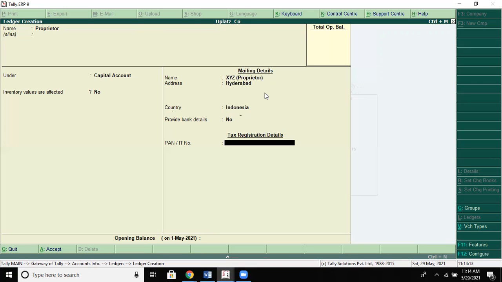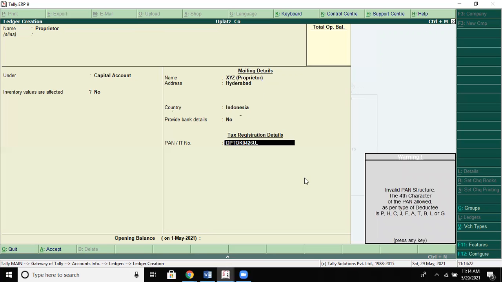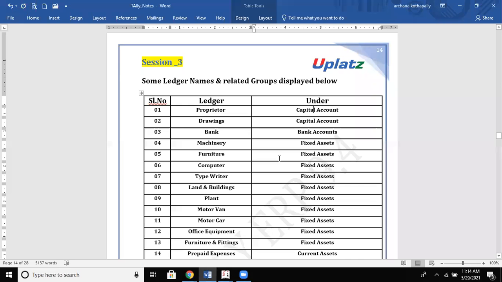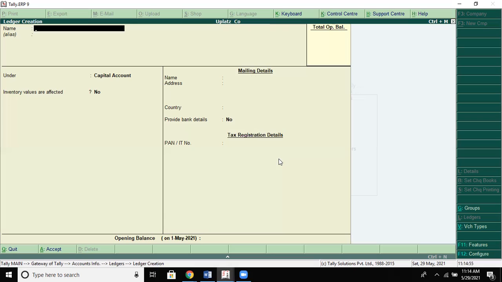So let's say this is the PAN of the proprietor. Some PAN details I have updated. Now the opening balance. What is the opening balance as on this particular date? Right now, if you want to update it, you can update it. Otherwise, you can just skip it. Let's say yes, since later on we can create it. Now let's go to the next thing.